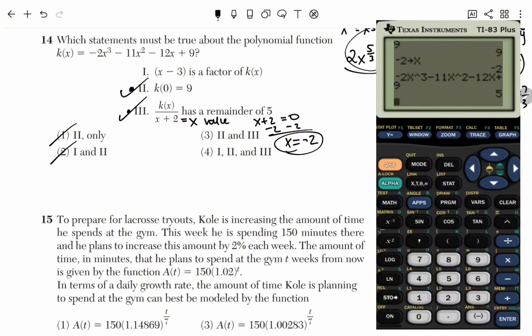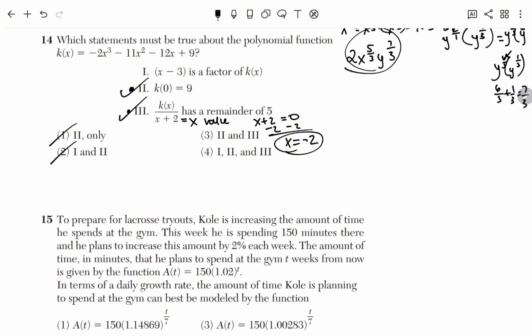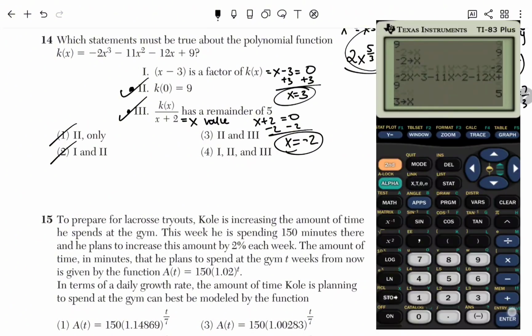Now to test answer choice 1. Testing answer choice 1, it says x minus 3 is a factor of k of x. So in this case, we can again set x minus 3 equal to 0. So we can add the 3 on both sides, and we'll plug in x equals 3. So we're going to do 3 store x, and we're going to rewrite our polynomial function.